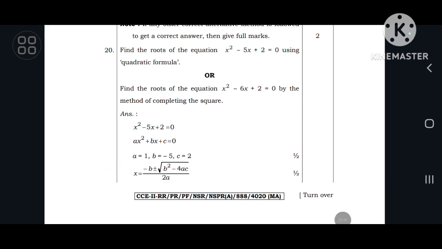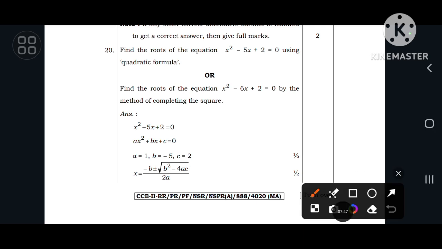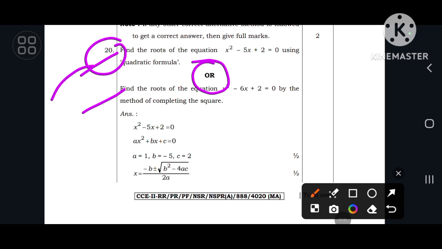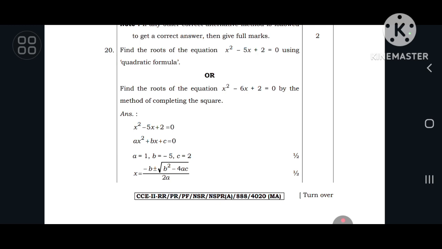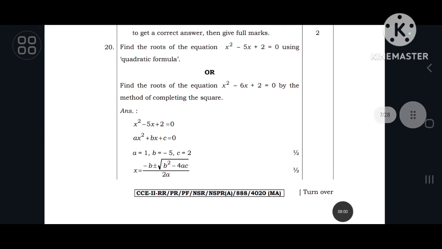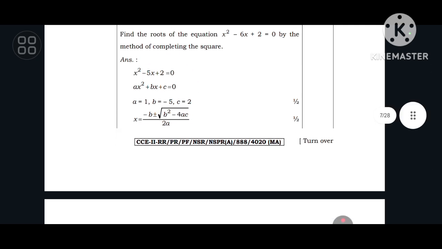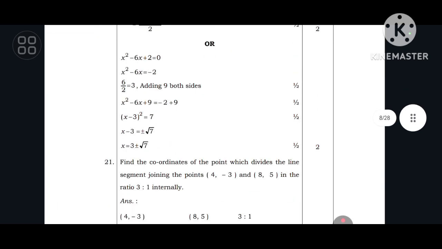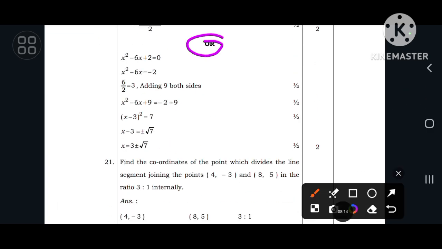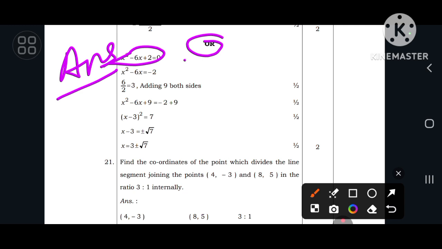As you can see, they have given the OR option. So this is one question, and this is another question. For this question the answer starts from here, and for this OR question the answer starts from below. As this is the first question, the answer will start first. This is the last question, so the answer will start after completing the first answer. As you can see, the answer for the OR question I showed above starts from here. They will not mention the question number. You have to understand that this answer starts from here, because here is the OR.